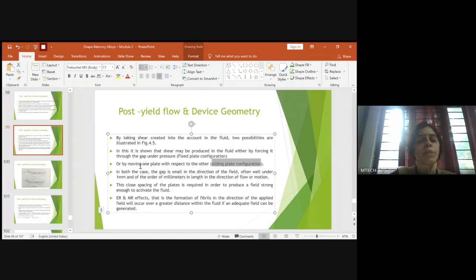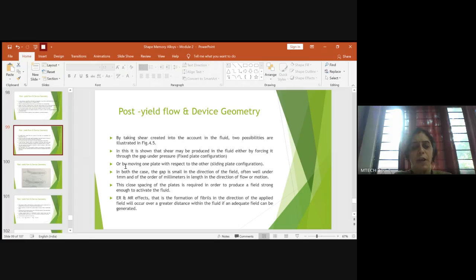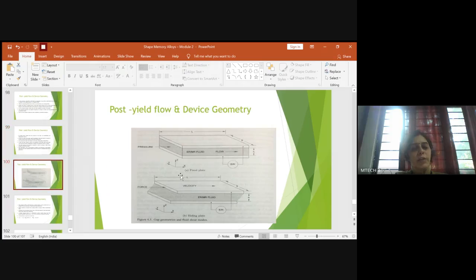In both the cases, the gap is small in the direction of the field. Even though the plate is moving or fixed, the gap between the fibrils or the structures remains the same. That will not vary, so you have to understand that. The gap which is formed will be in the direction of the electric field. Suppose this is the direction in which the force has been applied. If it is for ER fluid, you will apply the electric field. If it is for MR fluid, you will apply the magnetic field. So the gap which has been formed between the fibrils will be in the direction in which you apply the electric field, or magnetic field.